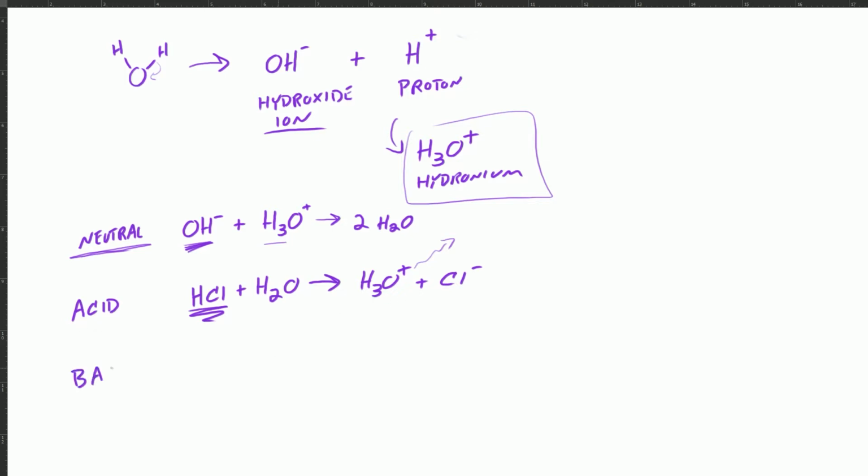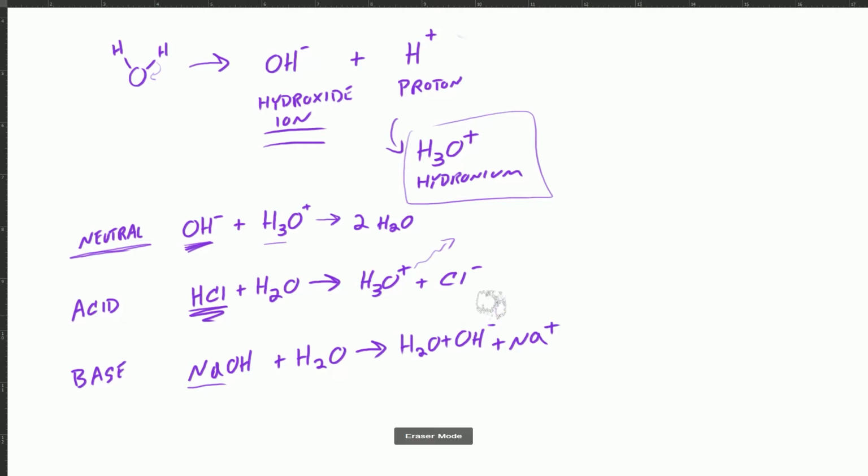A base is the opposite. If I take NaOH, sodium hydroxide, notice sodium, Na, hydroxide, the same ion that we had here, and we add it into a normal aqueous solution, a normal water solution, then what we're going to have is this OH- comes off, so you end up with Na+, as well as H2O and OH-. So this is what we call a base. Anything that creates more hydroxide ions is going to be a base.